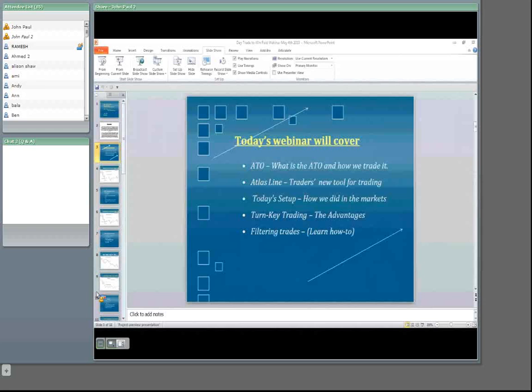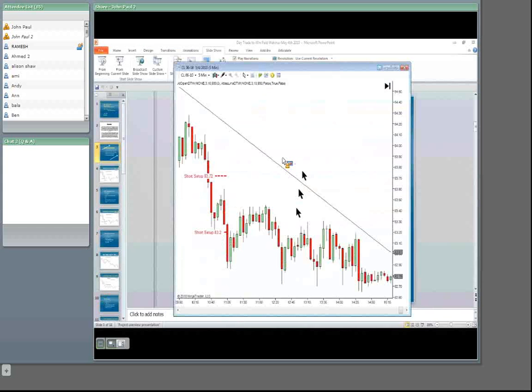If you guys want to see what the crude light did today, I think somebody asked for the crude light. That's the crude light today, guys. And that's the at the open method. Change that to the Atlas line.